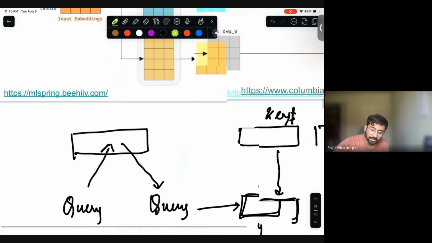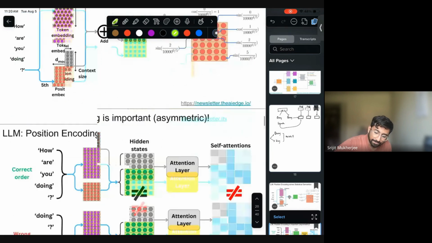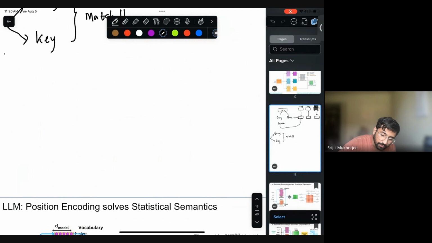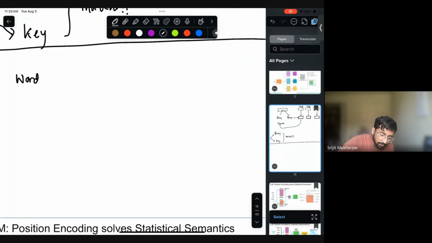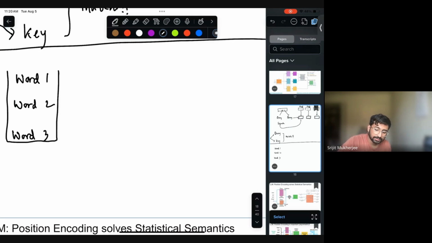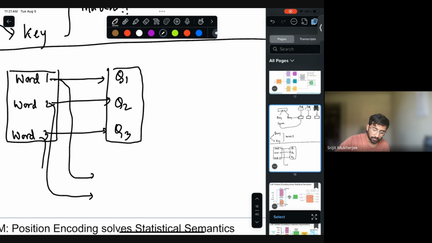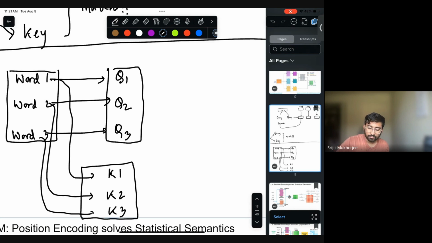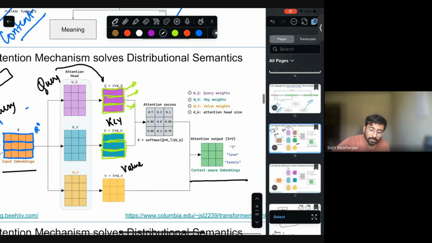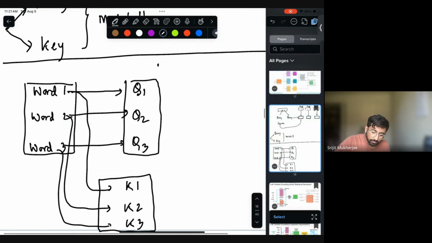So let me explain it in a better way. You have word 1, word 2, word 3. These are embeddings, and these are changed to query 1, query 2, query 3. This is also changed to key 1, key 2, and key 3. These are what you are seeing here. So now this is Q, this is K.